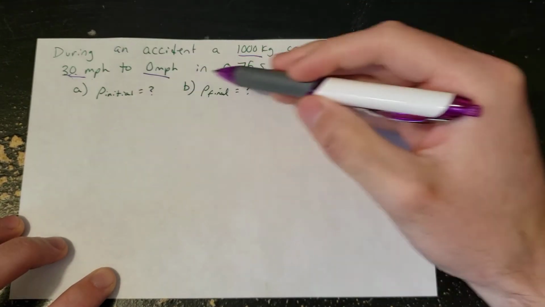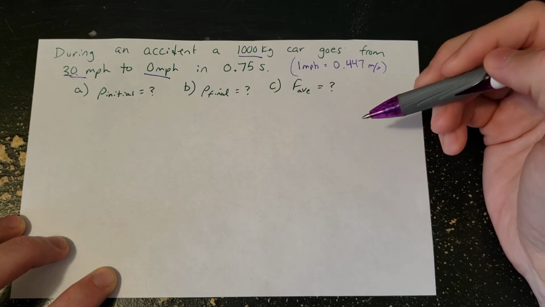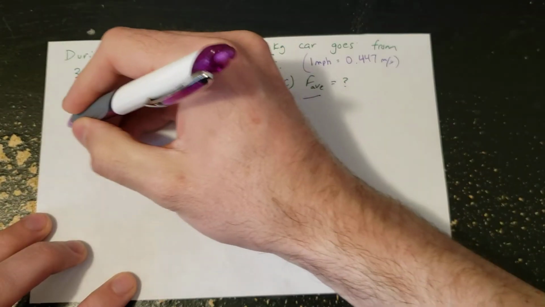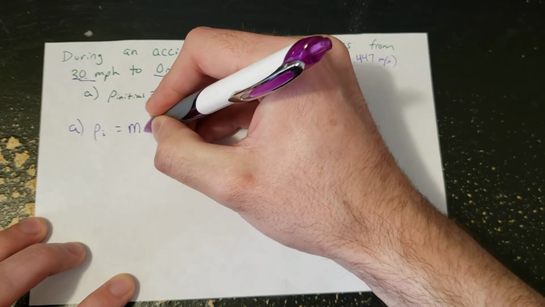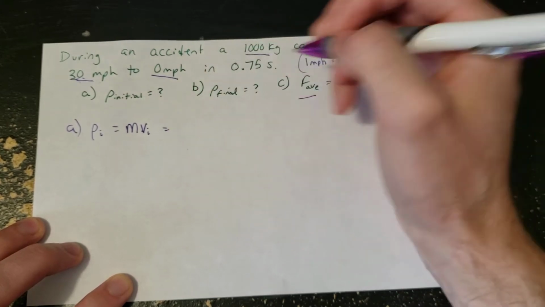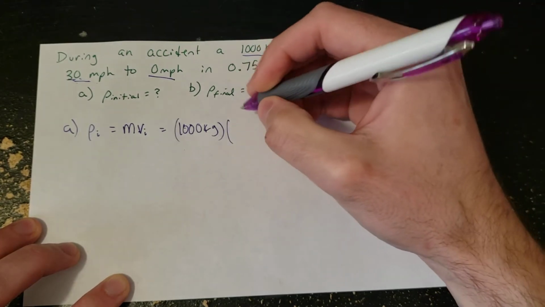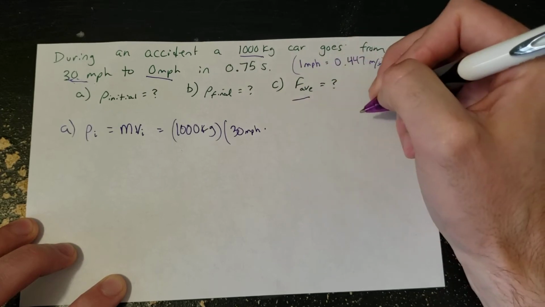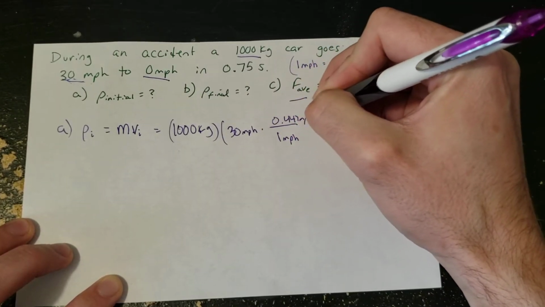So what we're going to do is I've broken this problem down into parts. We're going to figure out what the initial and final momentum are so that we can figure out how much its momentum changes, and then we're going to use that to figure out the force acting on it. So in A, all we need is the initial momentum, which is just the mass times the initial velocity, right? And the mass of the car is 1,000 kilograms, and we're going to multiply that by the velocity, which is 30 miles per hour, but we do need to convert that, and we know that 1 mile per hour is equal to 0.447 meters per second.